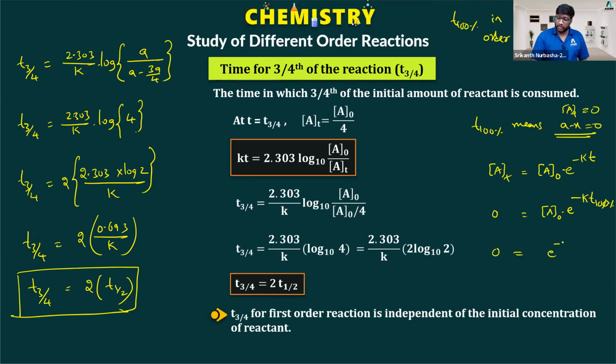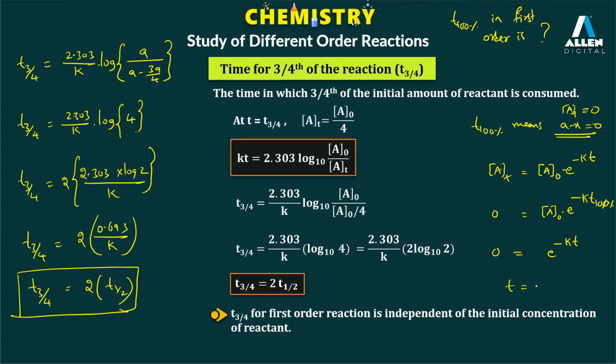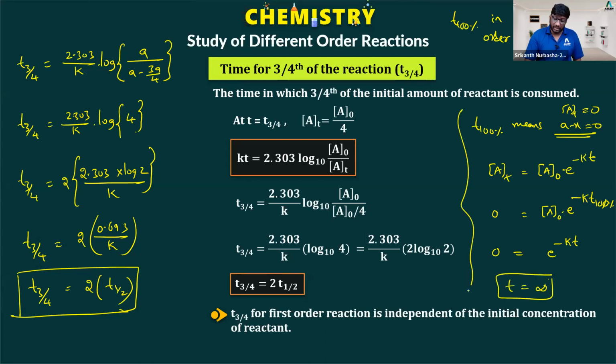When is this going to happen? 0 is equal to e power minus K into T. What should be the time? Infinite. So at time T equal to infinite only, the first order reaction is going to be complete. That means the first order reaction completes 100% in a very large time interval. Practically, we are saying it will be done in a very large time interval.